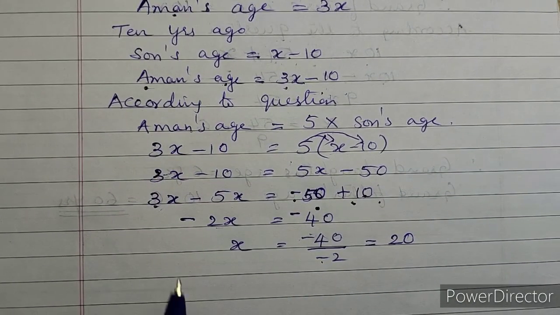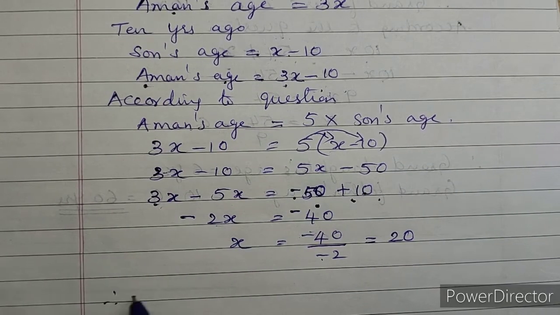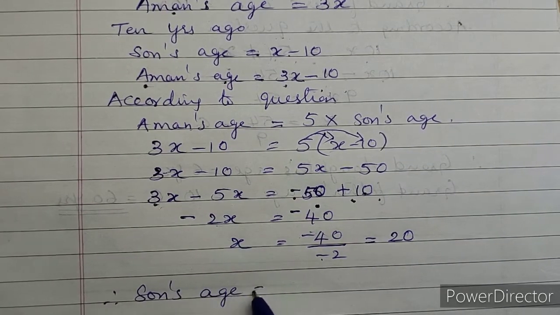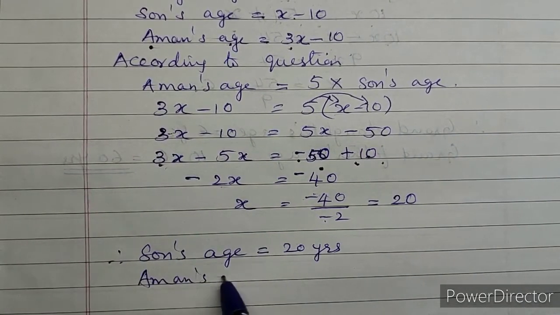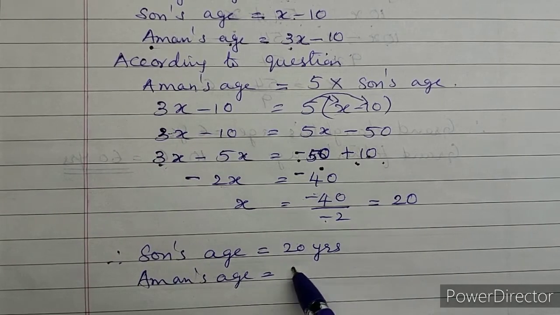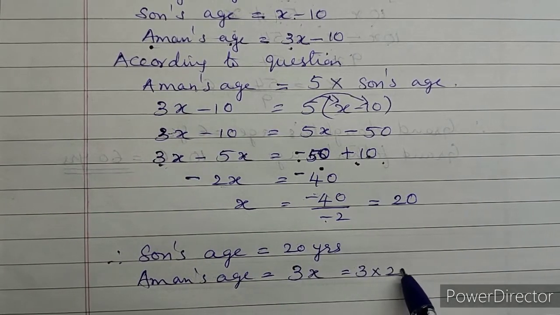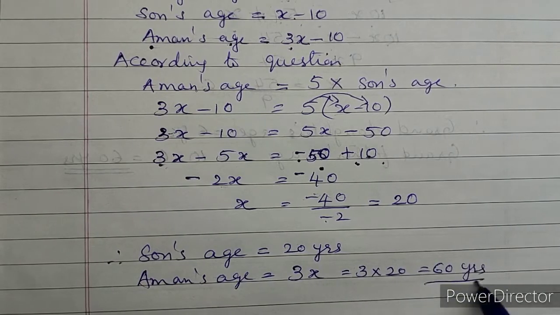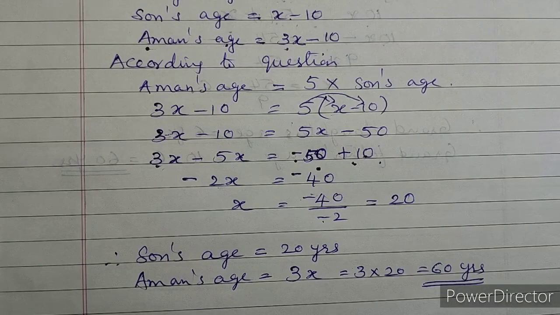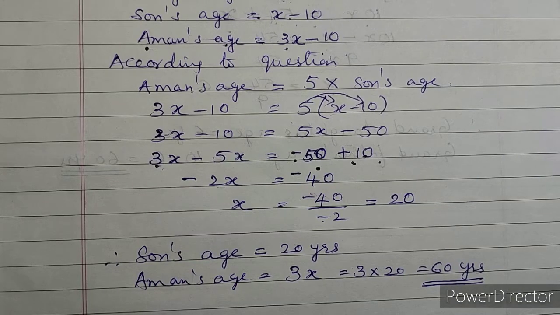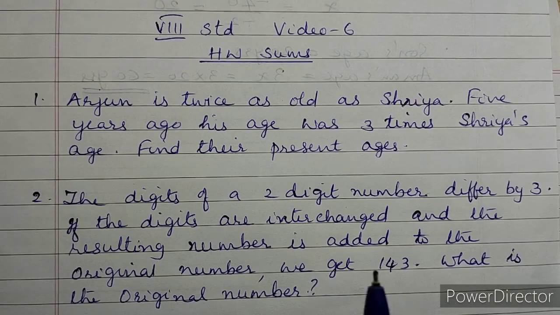So what have you taken x as? Son's age. So son's age equals 20 years and Aman's age equals, how many times it is? 3x it is. So 3 into 20, it is 60 years. So 60 years is Aman's age and 20 years is son's age. So now you should be able to do any verbal sums also. How to do that: convert it to a mathematical statement, and you should also know how to find x. So these are the homework sums, children.